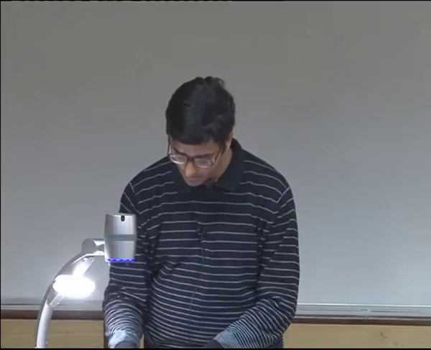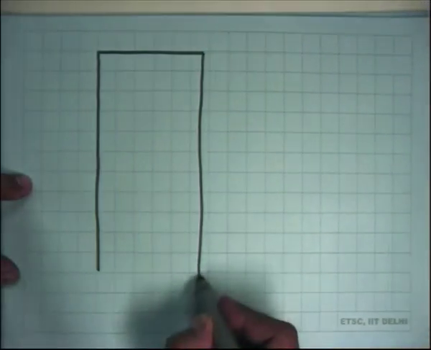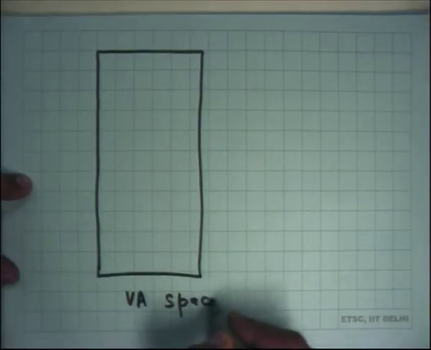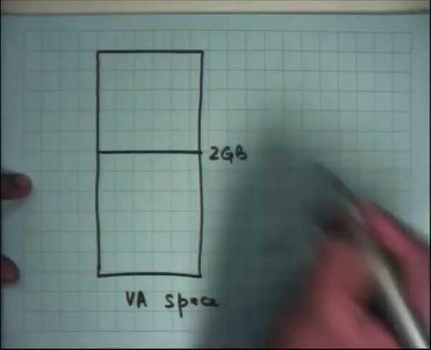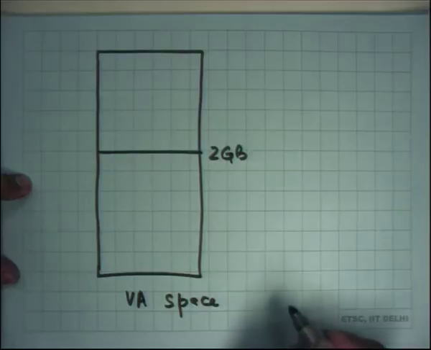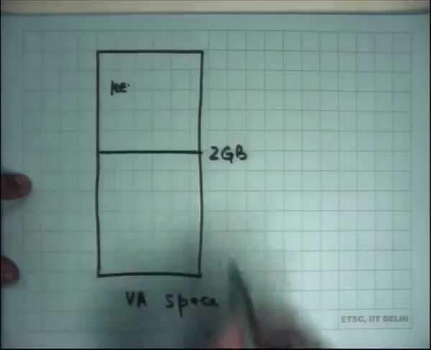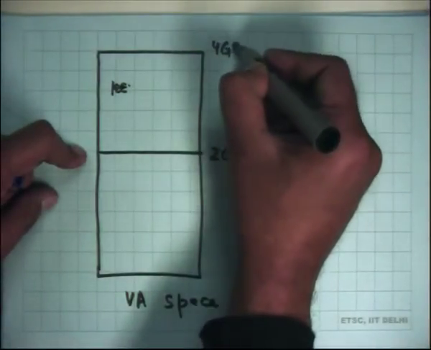So let's look at this again. So let's say this is the virtual address space, and let's say this is 2 GB, all right, and this is the kernel, right. So the entire address space is 4 GB here.